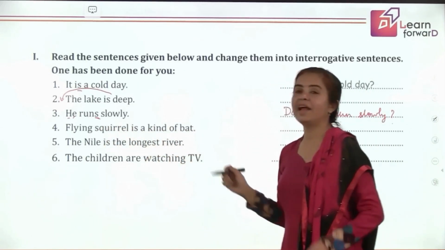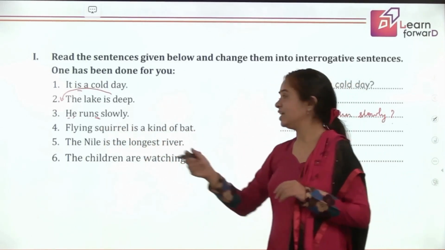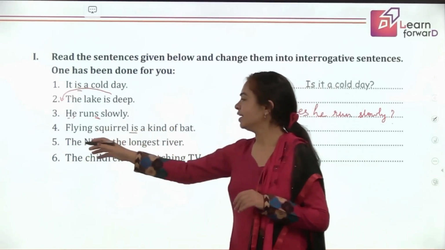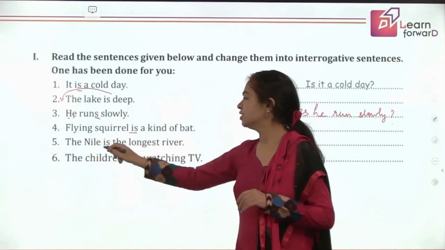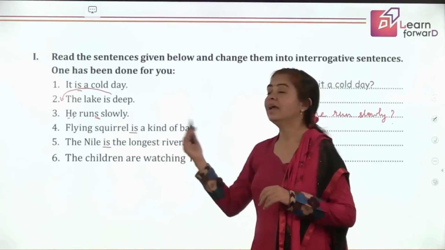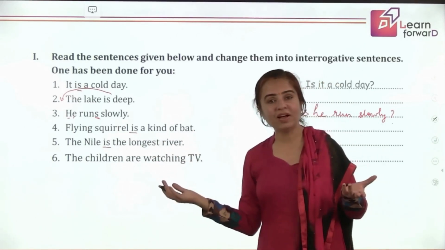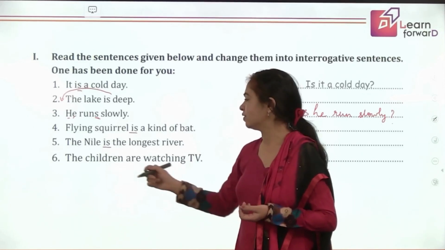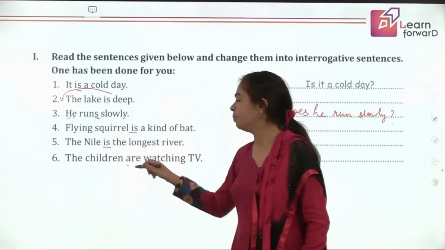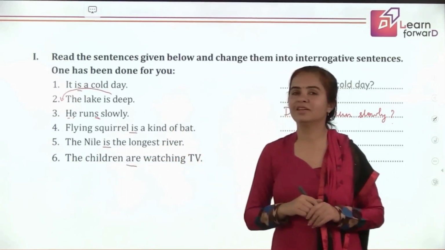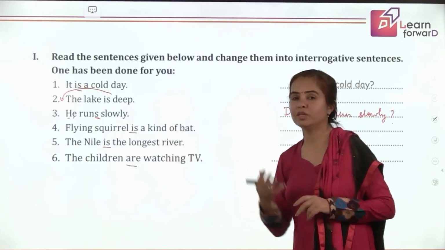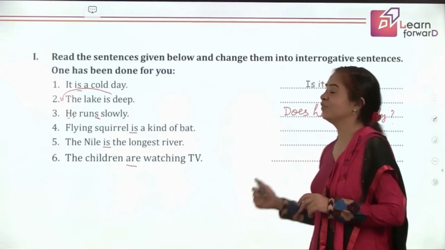Flying squirrel is a kind of bat. It's easy. You have a helping verb, and you'll take it in the beginning. Next, the Nile is the longest river. That's very easy again. Take is in the beginning. So what do you get? Is the Nile the longest river? That becomes your interrogative sentence. Next, the children are watching TV. Same again, you have the helping verb. It's very easy to change sentences into interrogative sentences. So I hope these three with the helping verb you can do yourselves. I'll leave that to you for practice.